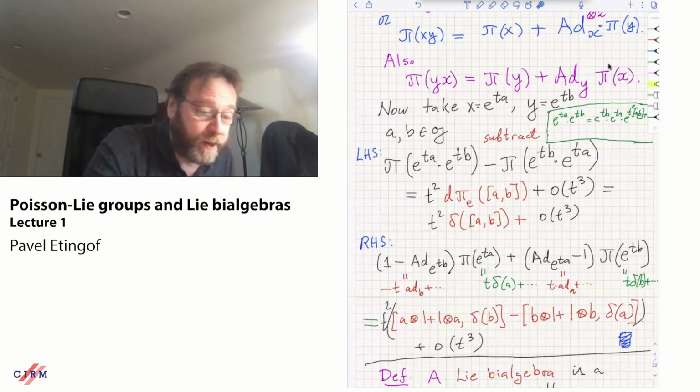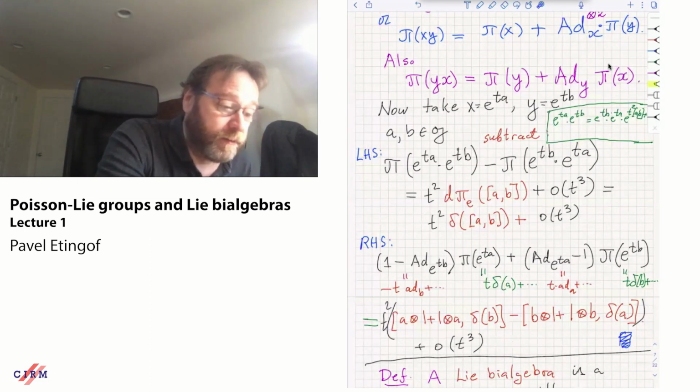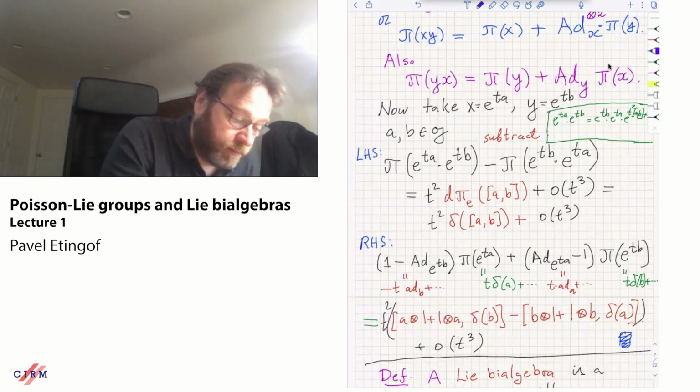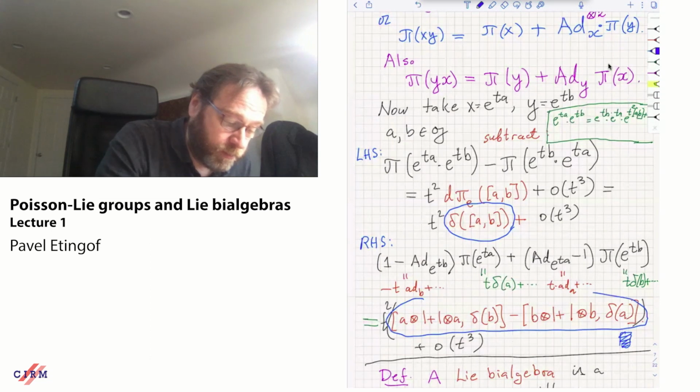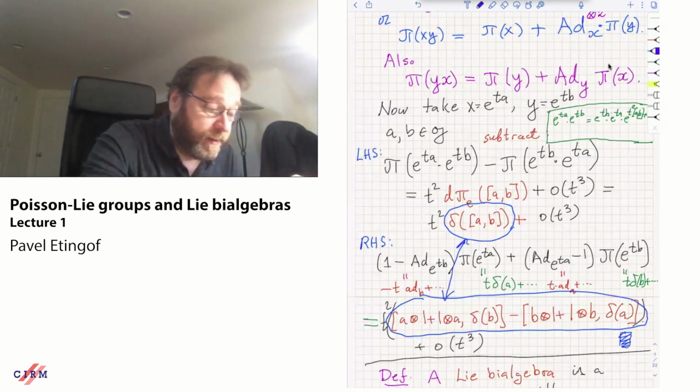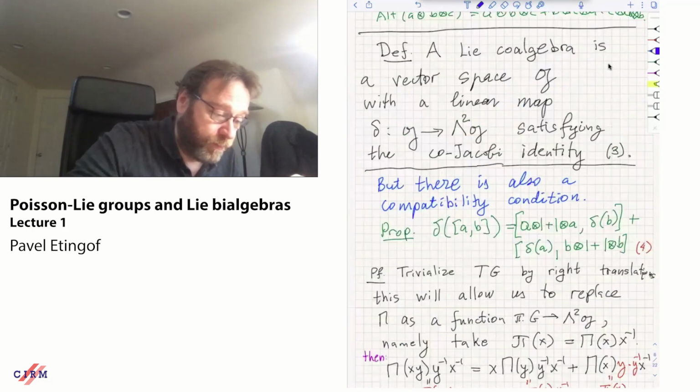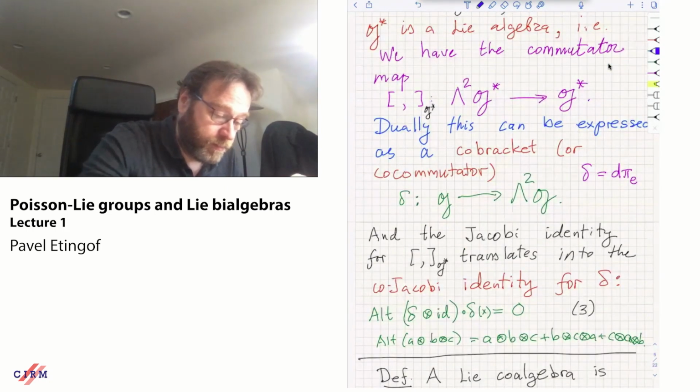And therefore, we obtain that this expression here is equal to this expression here. And that's exactly the identity we wanted to prove, which is this.